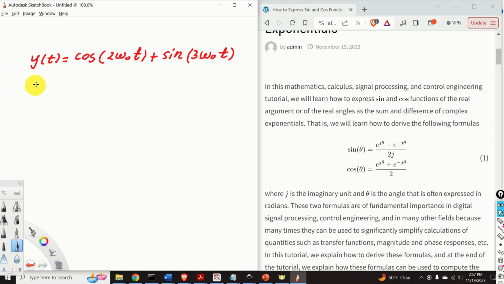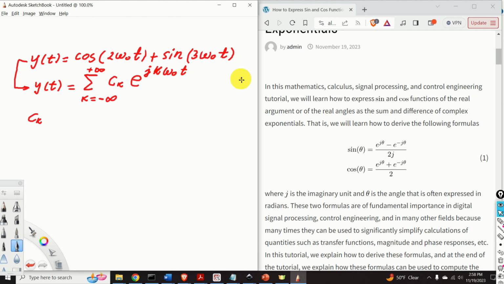The Fourier series of this function takes the following form. It's an infinite sum where k is the index that goes from minus infinity to plus infinity, and we are summing up these terms: ck e to the power j k omega 0 t. ck are the Fourier series coefficients. So how to represent this function in this form? That's the main question.